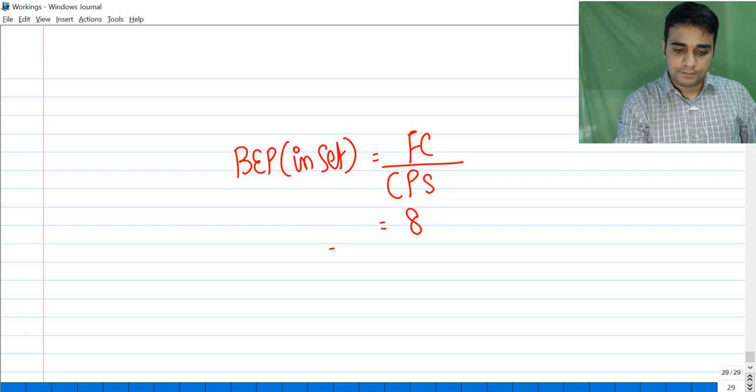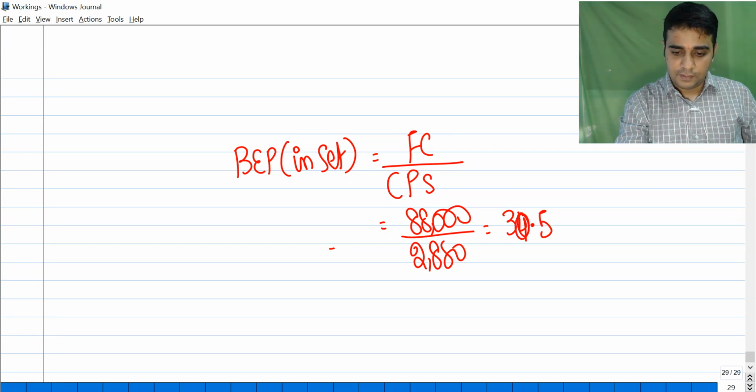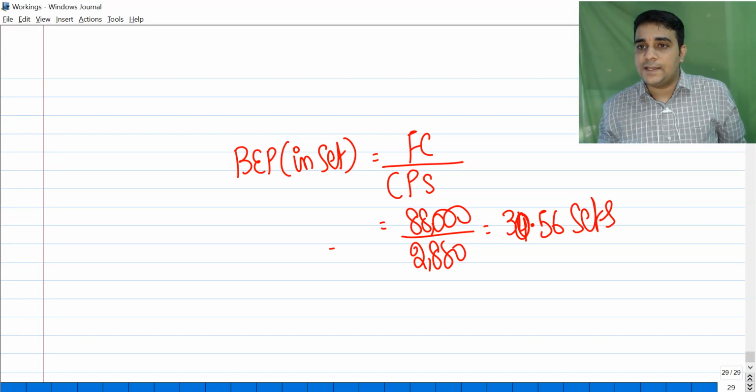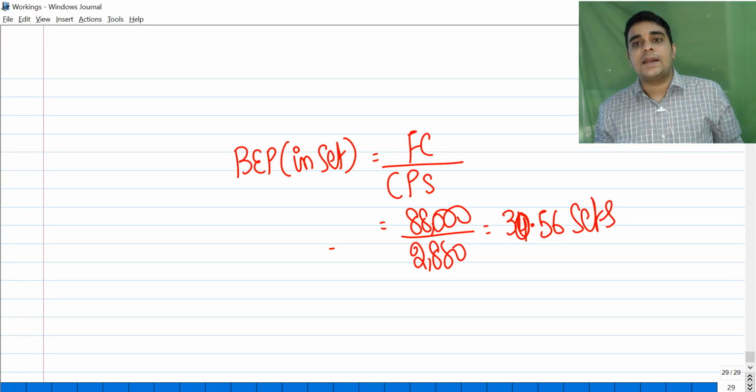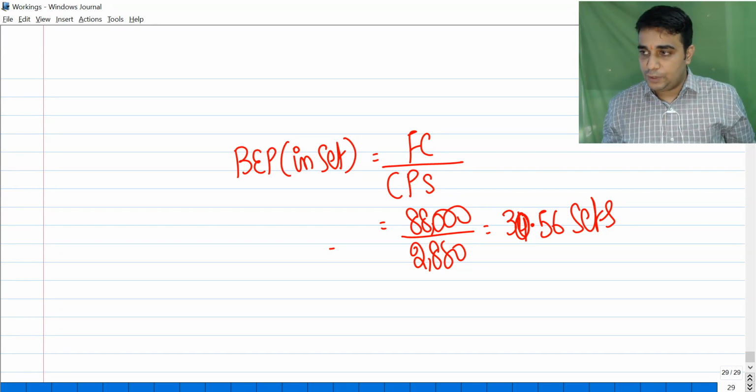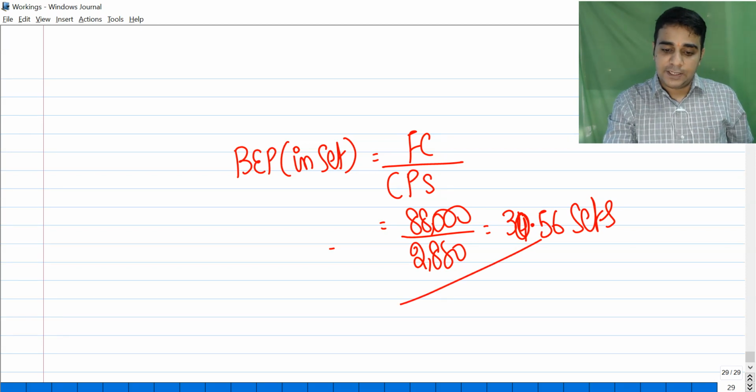88,000 by 2880, give me a 2 decimal answer. 30.56 sets. Practically there is nothing like 30.56 sets. This was just our assumption to make the problem simpler to solve. Else I don't know what to take in the denominator, because I have 2 numbers. I cannot take both the numbers, so I had to do something. So we took an assumption. This gets split into 2.